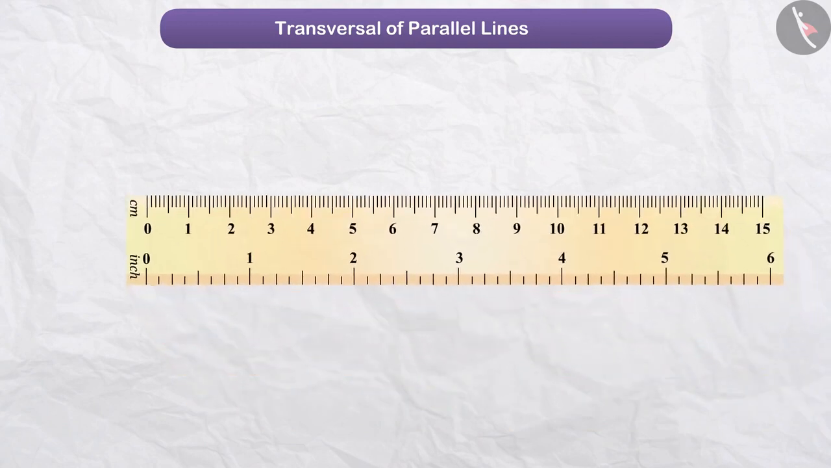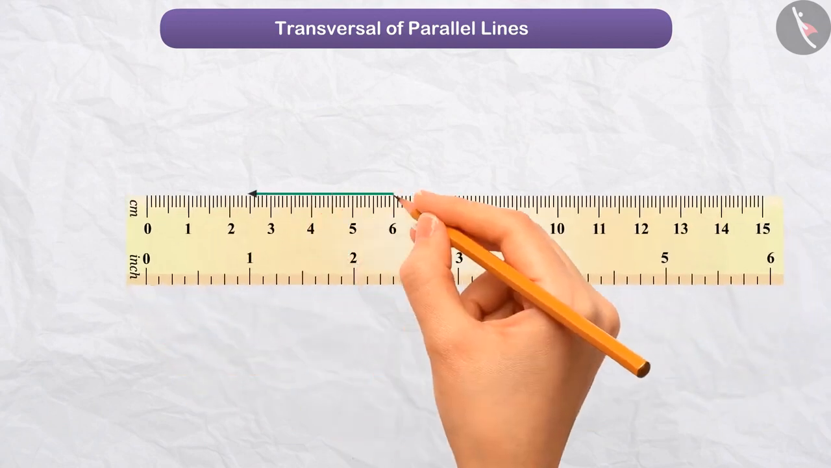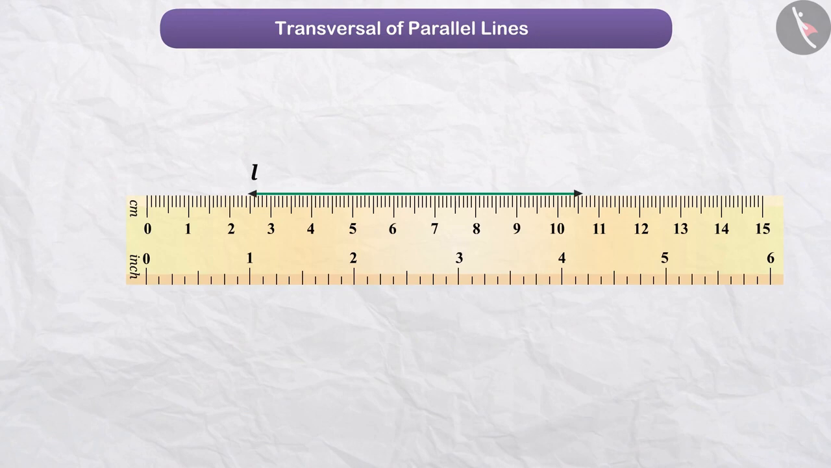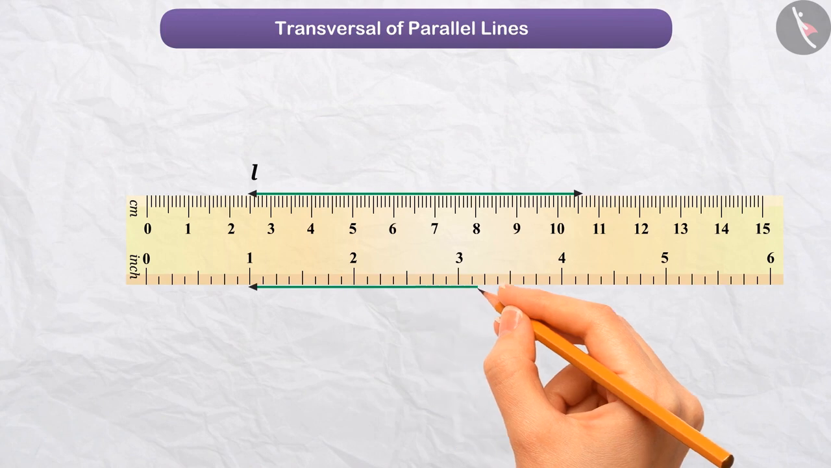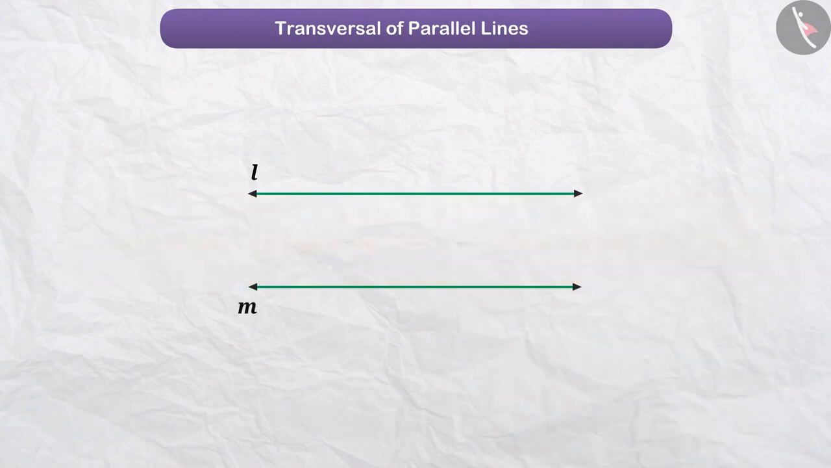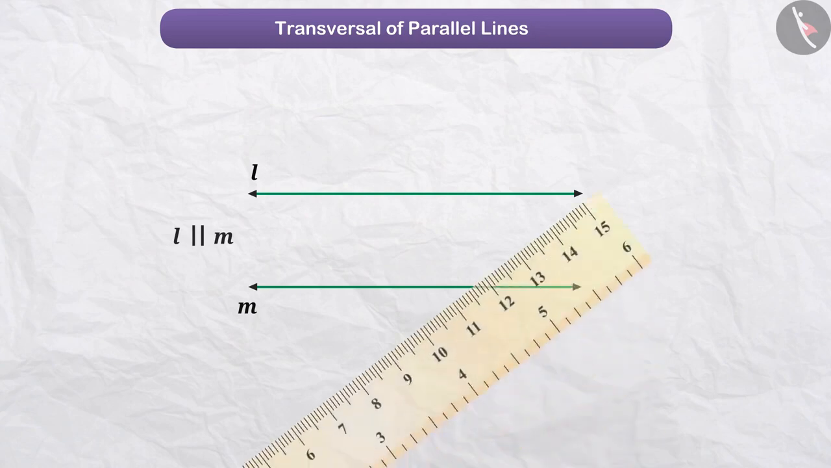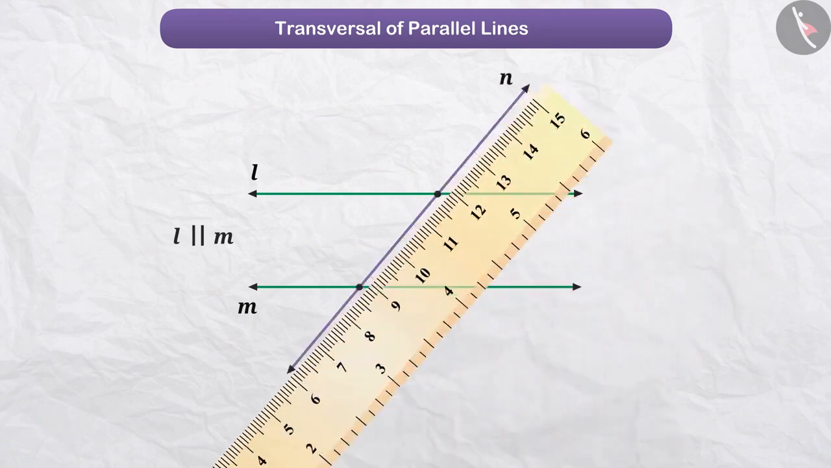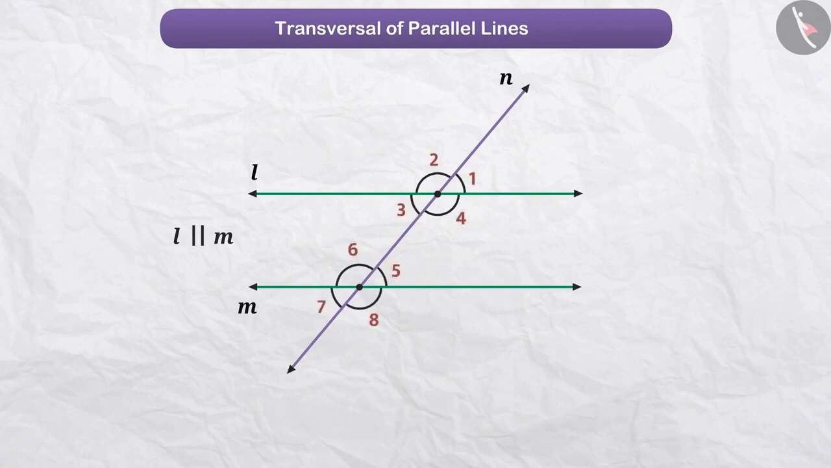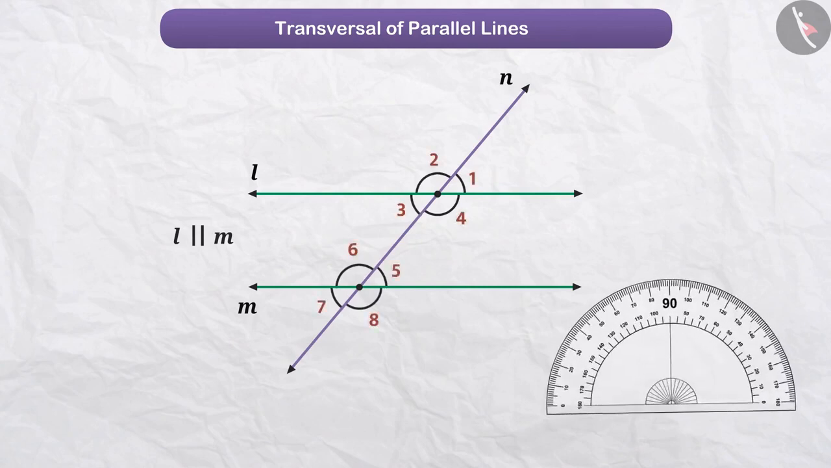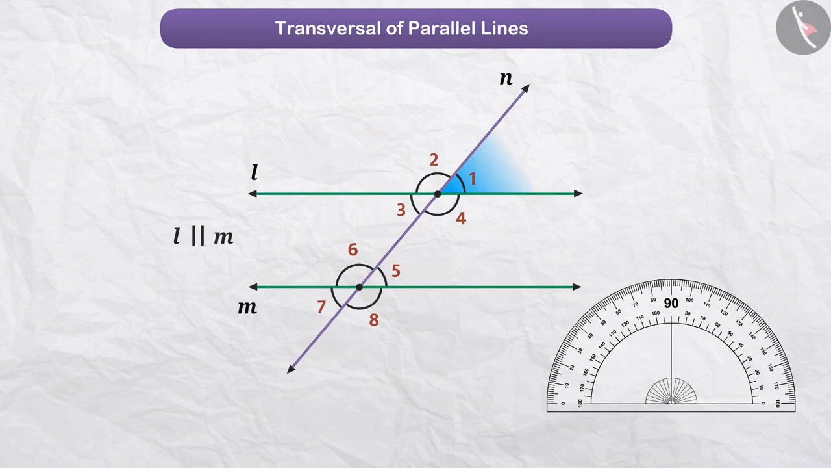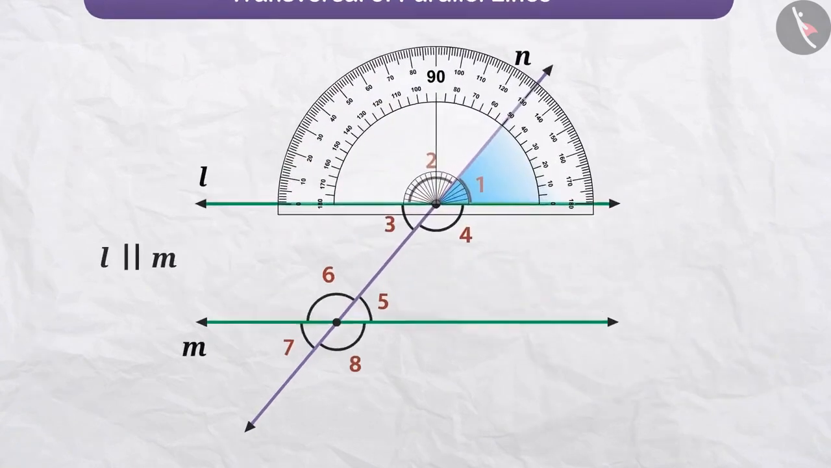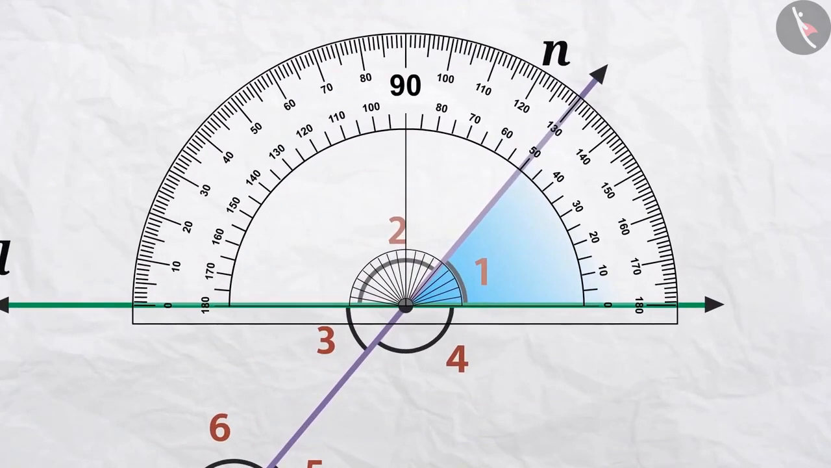By placing the ruler on paper, we will draw a line along its upper edge. Without changing the position of the ruler, we will draw the line M along the lower edge. This will give us two parallel lines, line L parallel to M. Then we will draw a transversal from which we will get the angles shown. Let's find the measure of angle 1 using a protractor. As you can see, here we have got a measurement of angle 1 as 50 degrees.